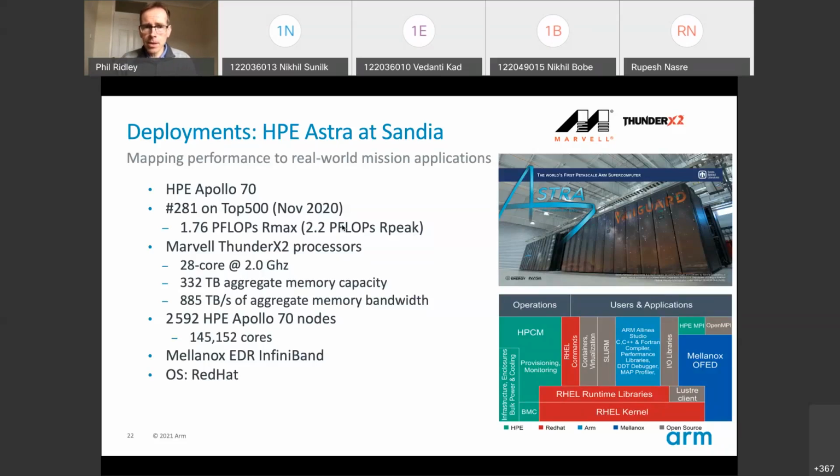It's appeared on the Top500 list at several places. The most recent is number 281. It's a decent sized system, and in total it's got over 100,000 cores, and it's running Red Hat Linux as an OS. I mean, it's just in service. It's being used as a supercomputer to do, I guess, atomistic type calculations, and it's a current deployment.